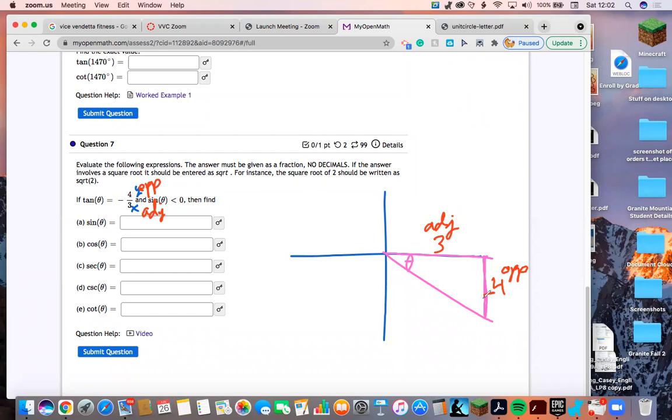And now we have a good drawing going on. We can do the Pythagorean theorem, a squared plus b squared equals c squared. This is probably just a 3, 4, 5 triangle, so by the time you do the Pythagorean theorem, this will probably be a 5. And then just start going to town on all these ratios, opposite over hypotenuse, and so on. That's what I'm seeing on this question.